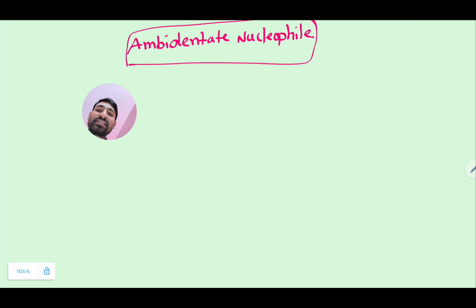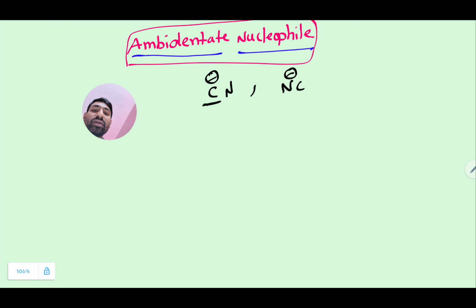Now one special case, that is the ambident nucleophile. A nucleophile is an electron pair donor. Here an ambident nucleophile means a nucleophile with more than one donating atom. If you take CN minus and NC minus, here carbon can donate a pair of electrons, and nitrogen can also donate a pair of electrons. Both atoms have the possibility to donate a pair of electrons. So that type of nucleophile is called an ambident nucleophile.